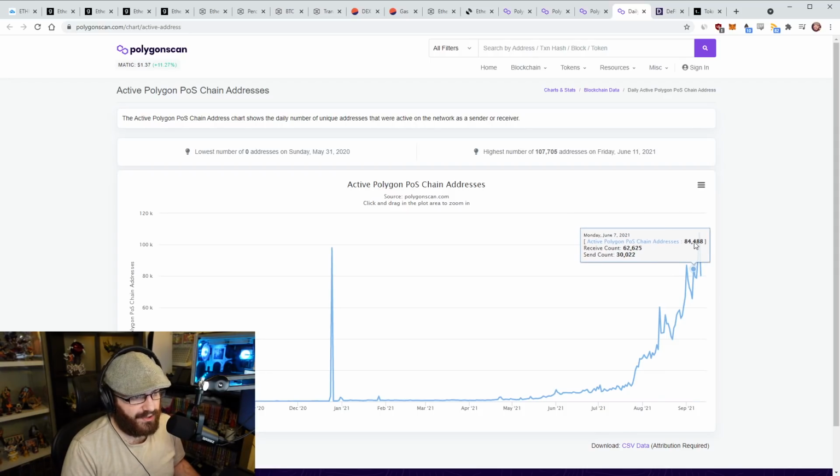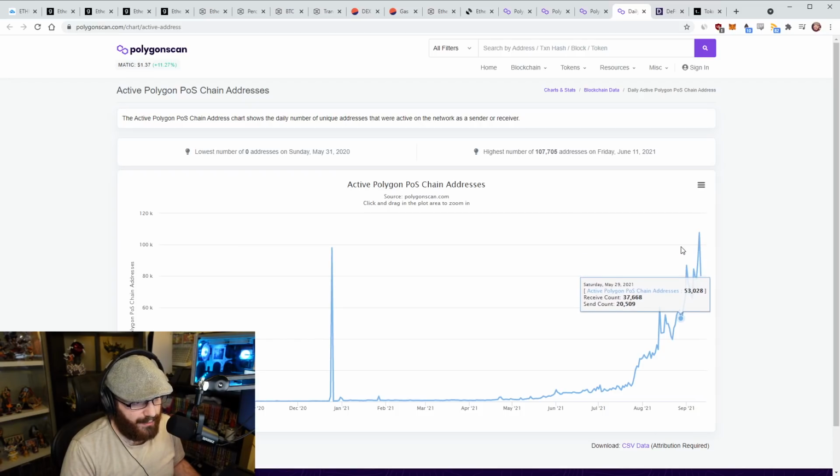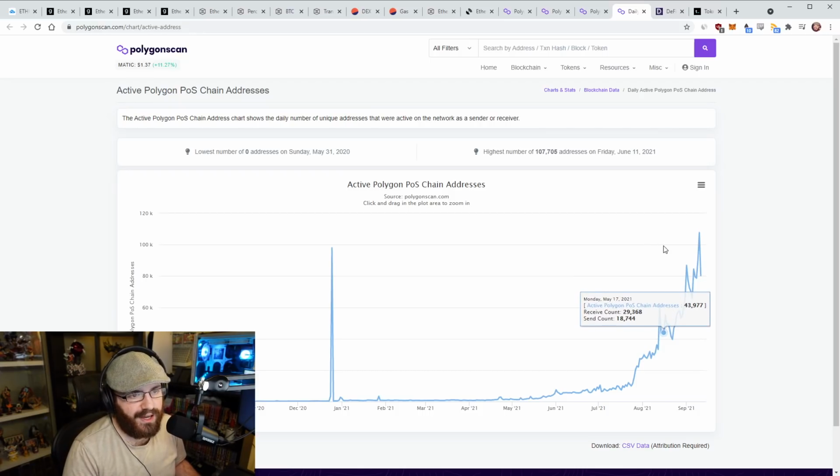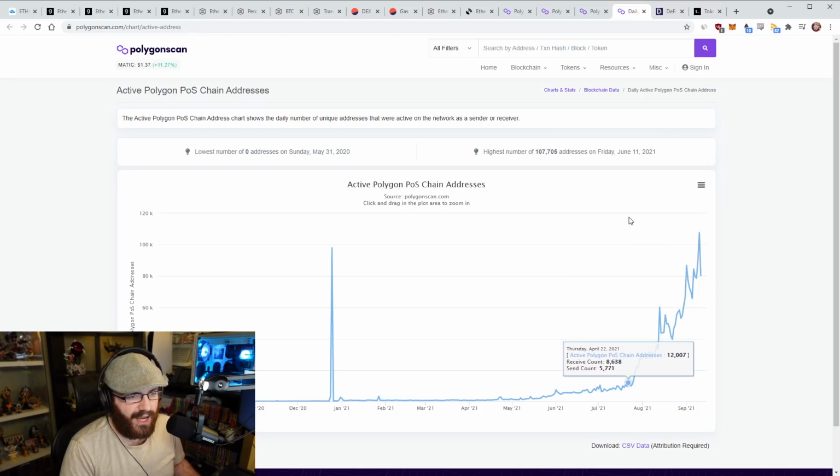You can see that it's up to about 110,000. Actually, during May it was much less than that. It was about 50,000 active addresses here. These are native addresses, I believe, that were created on Polygon, that didn't bridge over, I believe.